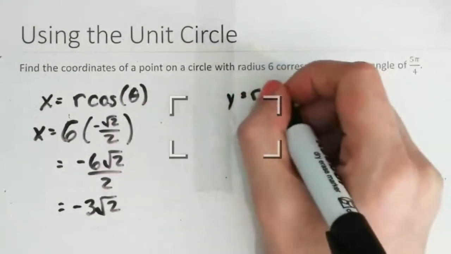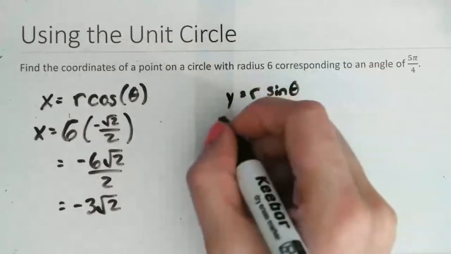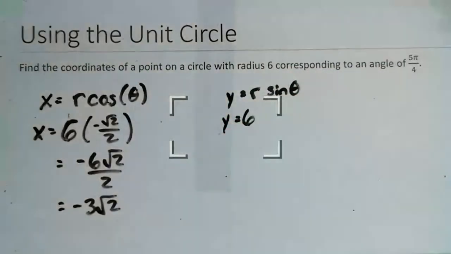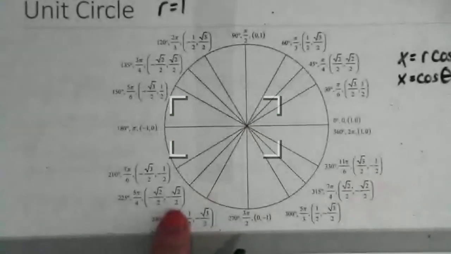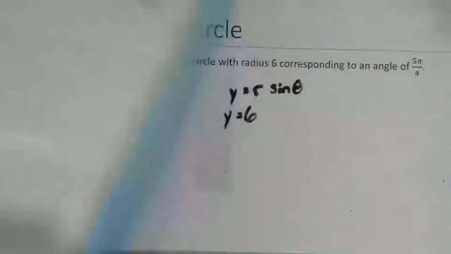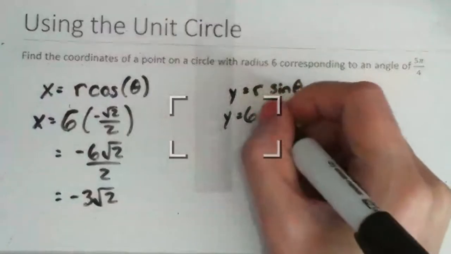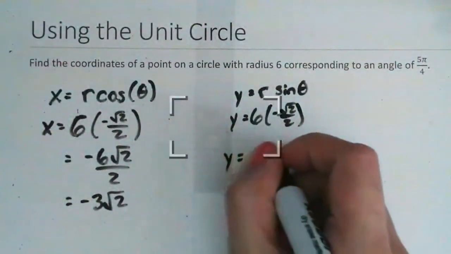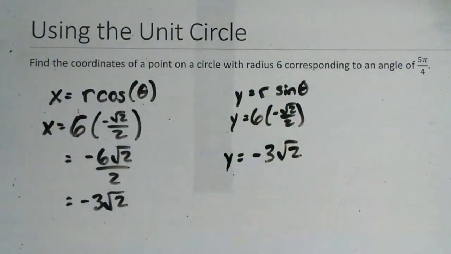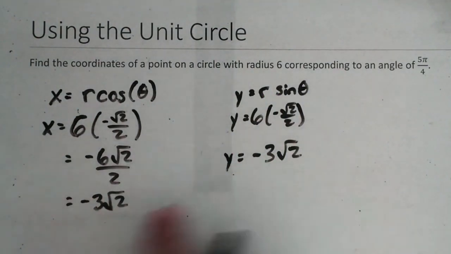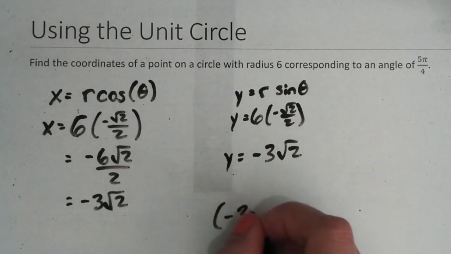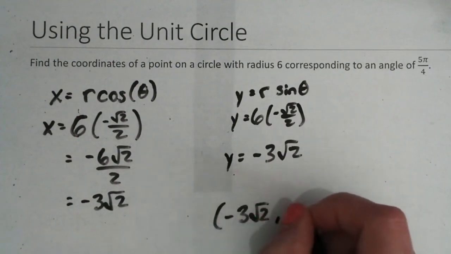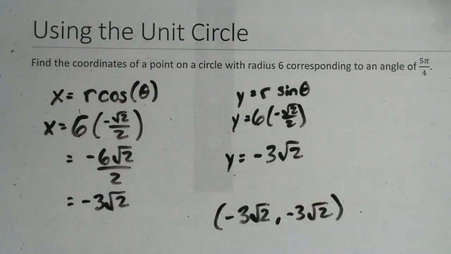Our y value is given by r times the sine of theta. Our radius is 6. We need the sine of 5 pi over 4. The sine is given by the y value, which is negative square root of 2 over 2. Which is conveniently the same thing that we had last time. So we know this is going to simplify to negative 3 times the square root of 2. So when it is asking for the coordinates, we know we need an x value and a y value. We just found those. So this point is located at negative 3 square root of 2, comma negative 3 square root of 2.